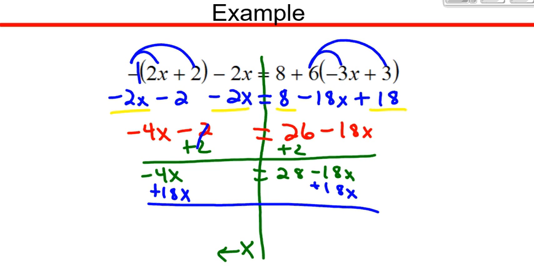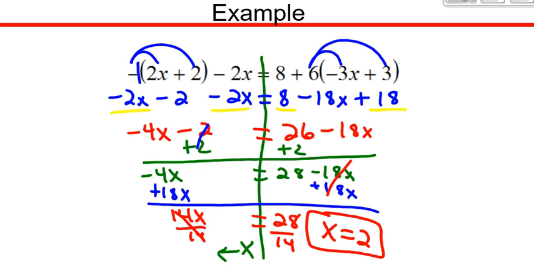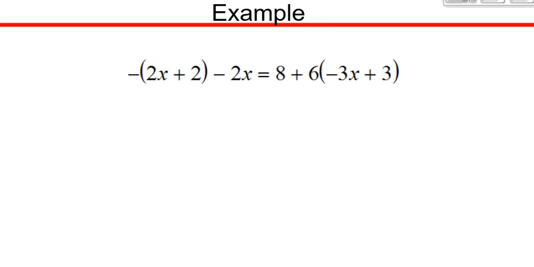All right, negative 4 plus 18 is going to give me positive 14x equals 28, because these are going to cancel. And then when I divide both sides by 14, that is going to give me x equals 2, final answer. All right, let's see if we can do another one of those.